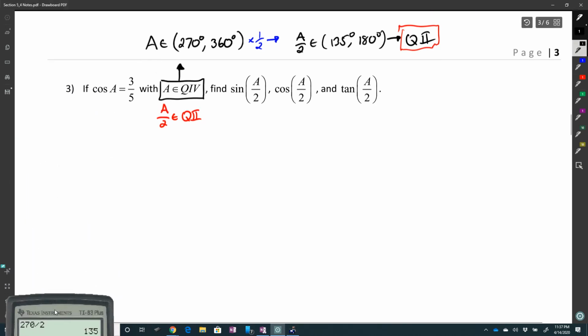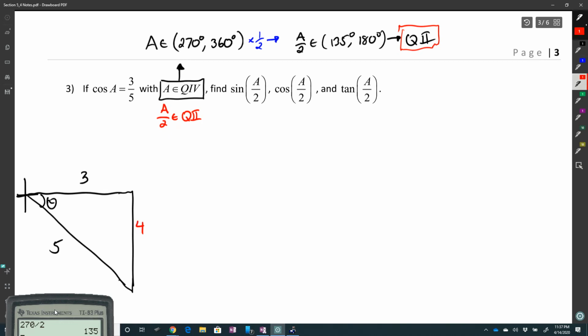So anyway, whenever they give us a problem like this, we create our triangle. And this is quadrant 4. And cosine is adjacent over hypotenuse. So this is going to be a 3, 4, 5 triangle. And now we can go ahead and work it out. So I know that sine of A is 4/5, negative 4/5, sorry. I made a big boo-boo there. We're in quadrant 4, so that's negative 4. So sine of A is negative 4/5.